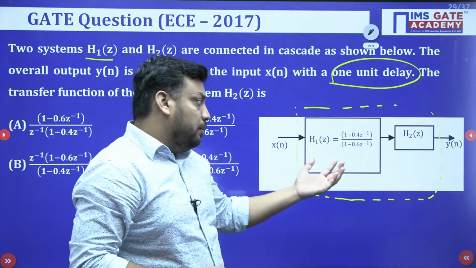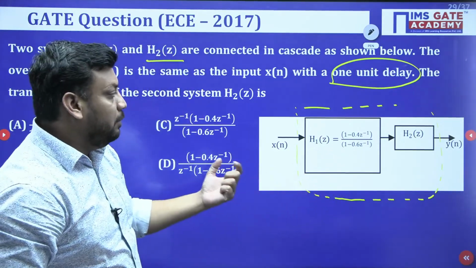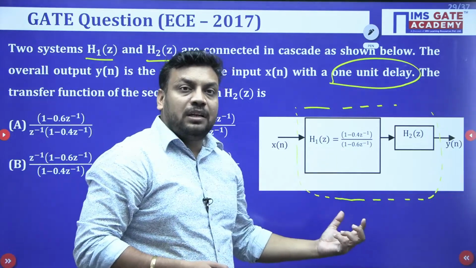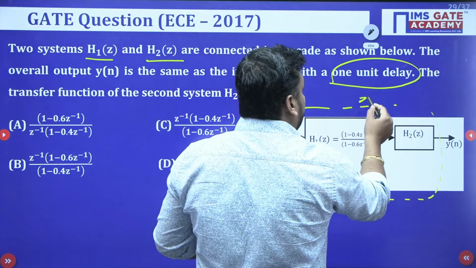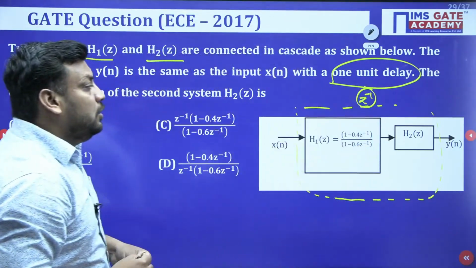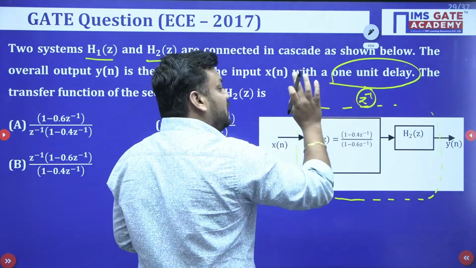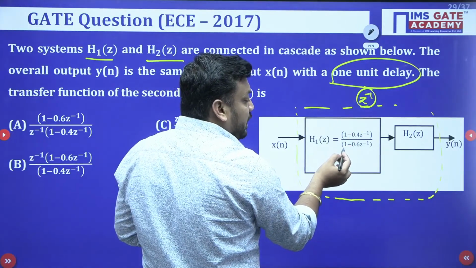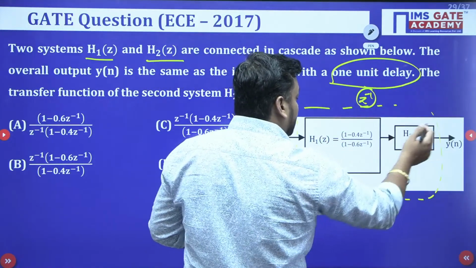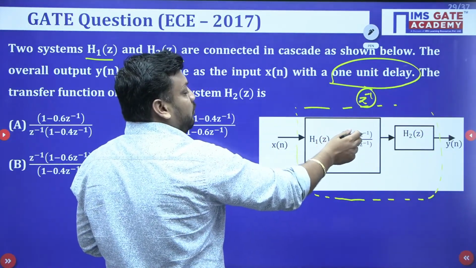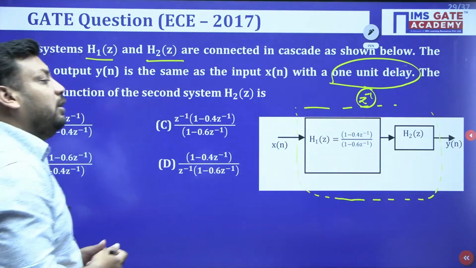So here, because two boxes are in cascade, we have to take the product, the multiplication. After multiplication, what do you want? I want only Z inverse. Why? Because unit delay means only the Z inverse term is required. So if I want to multiply these two boxes and the resultant should be only Z inverse, it means the complete denominator part, 1 minus 0.6 Z inverse, should exactly cancel with the numerator, and 1 minus 0.4 Z inverse, the numerator of H1(Z), should exactly cancel with the denominator of H2(Z).